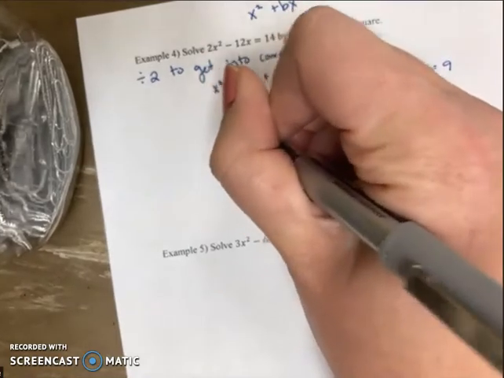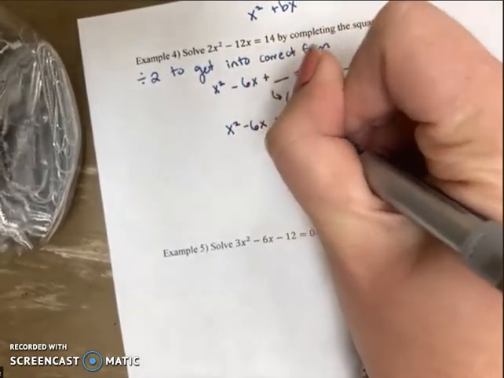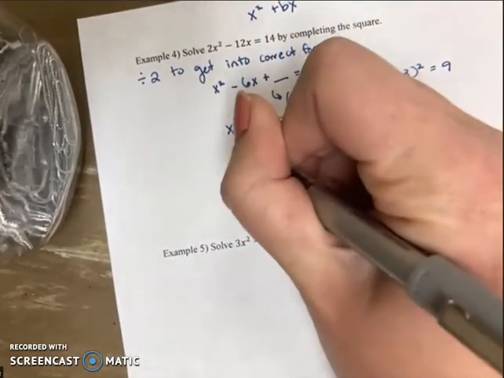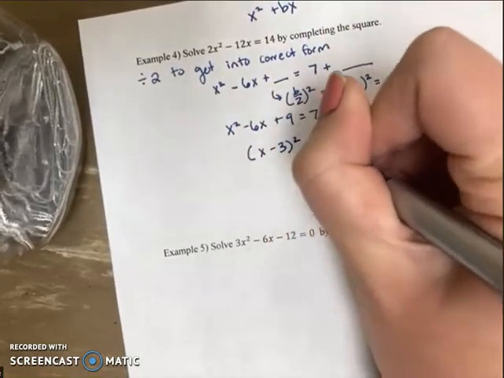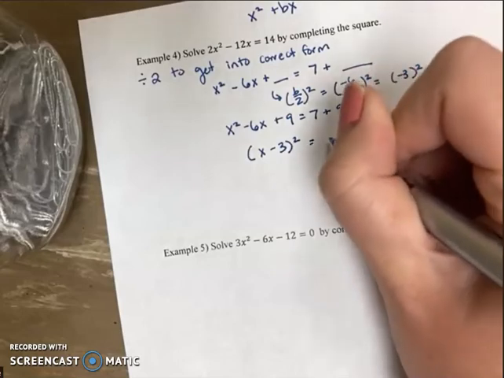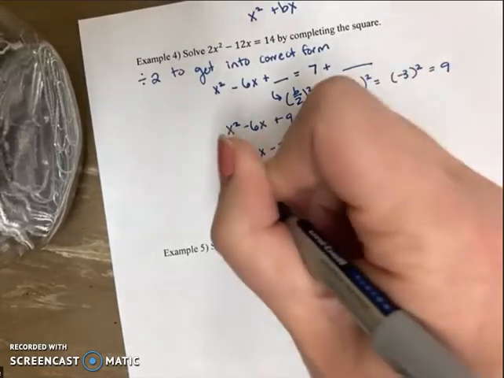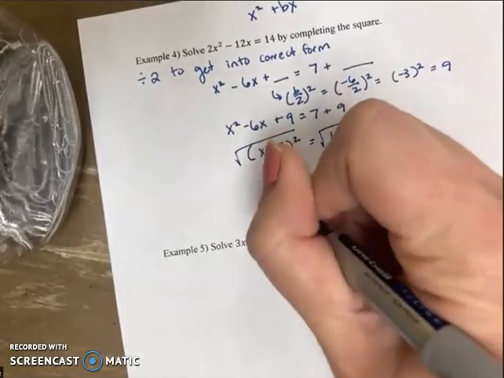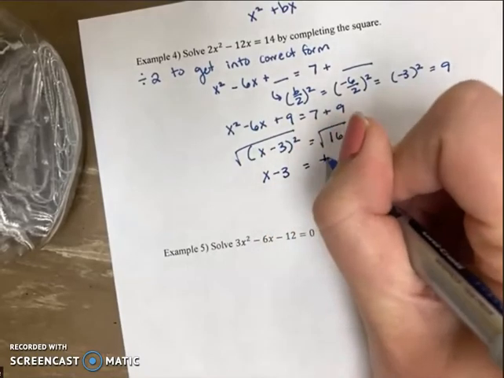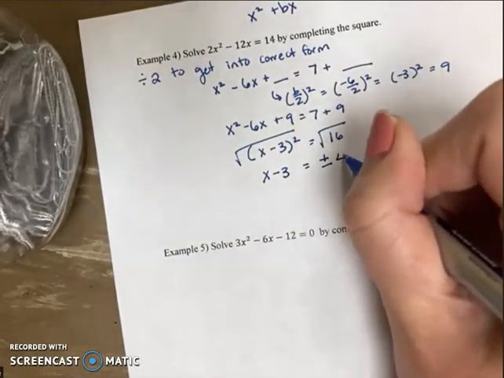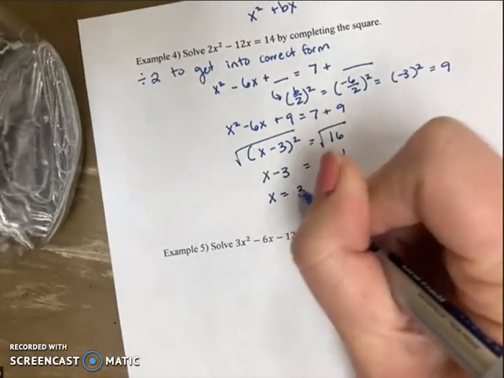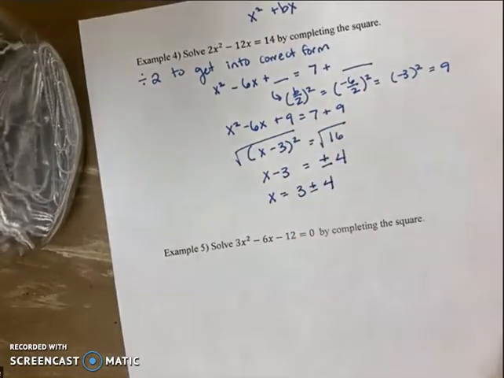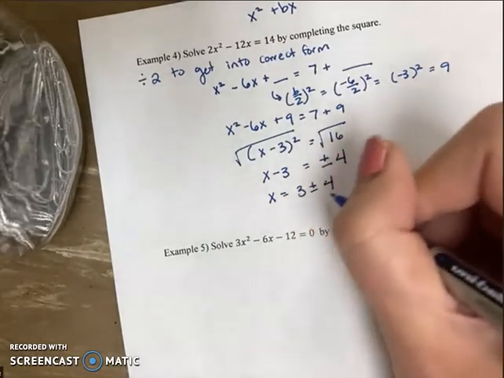Plugging that in, x squared minus 6x plus 9 equals 7 plus 9. I can rewrite this as my perfect square binomial, and 7 plus 9 is 16. Using the square root property, I have x minus 3 equals plus or minus 4. Add 3 to each side, I have x equals 3 plus or minus 4. Now remember, I have two different solutions here.